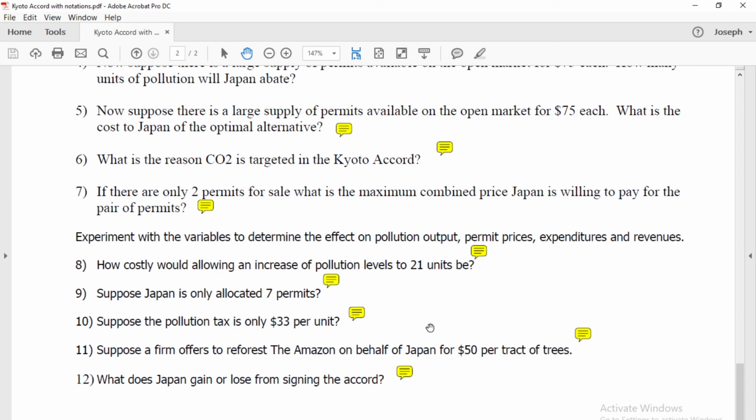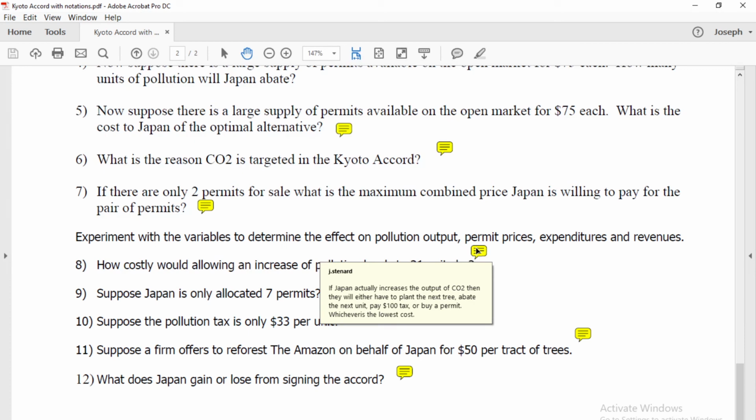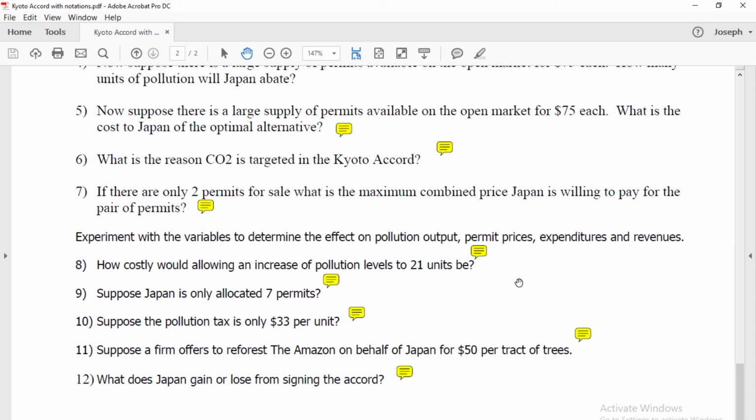But what I do here is I play around with this. Like, how would it change things if you allow an increase of pollution levels to 21, instead of allowing only 10? Suppose you allow 21 units of pollution. Well, if Japan is allowed to make 21 units of pollution, they're only making 20. They won't do any abatements, and they won't plant any trees, right? They might even increase their output of pollution. So even though the structure of the Kyoto Accord allows for incentives to reduce pollution, you could create some perverse incentives as well.